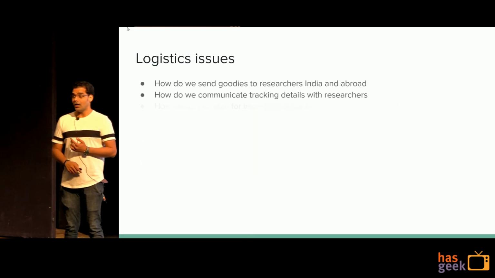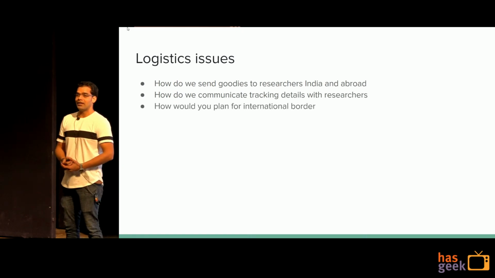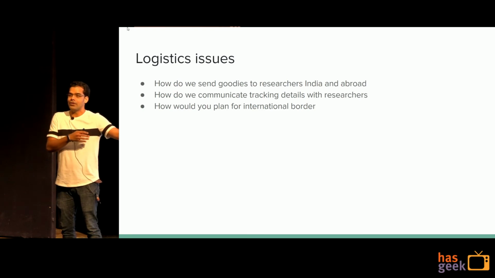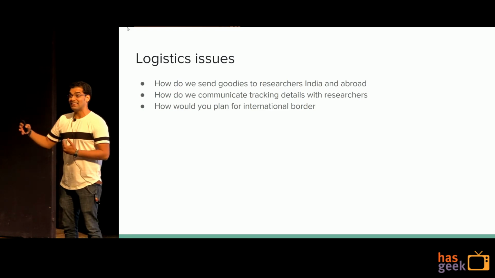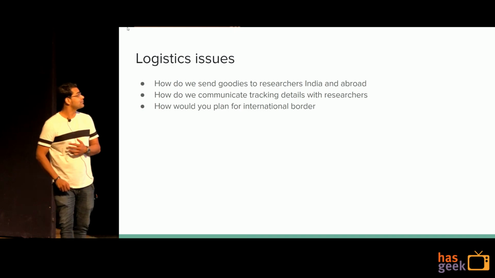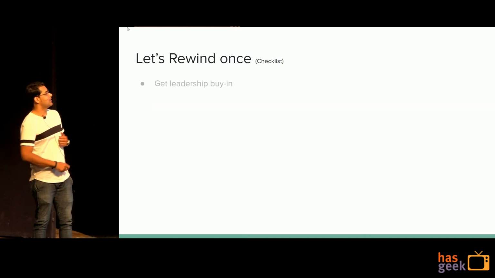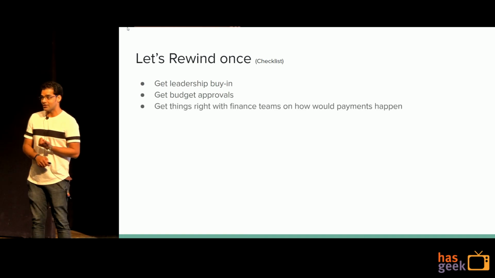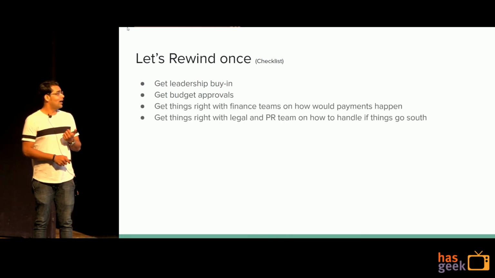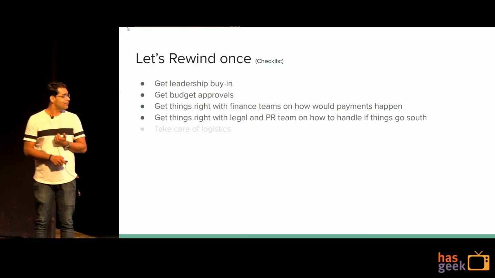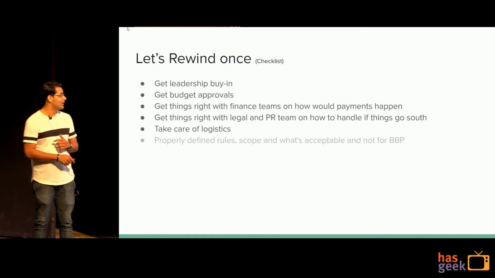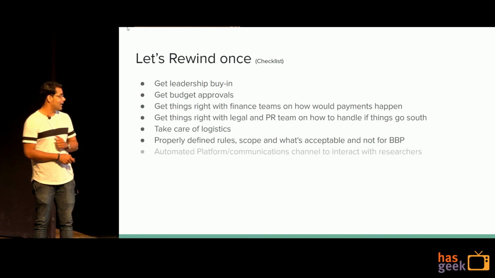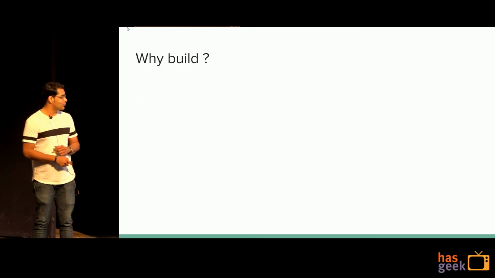Logistic issues. Now, we launch a bug bounty program, but your concierge service or your admin team cannot be sending 20 goodies every week. You need to have planned that, set up that process completely, right? Just rewind: you got leadership buy-in, you got budget approvals, you got the finance team to fund your things. You have sign-off from the legal PR team. If things go south, how would you handle it? You have taken care of logistics, rules, scope, the security team has taken care of it. You have an automated platform to take care of things.